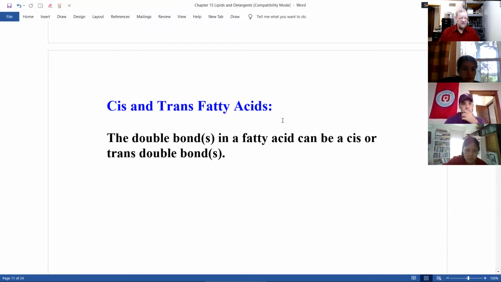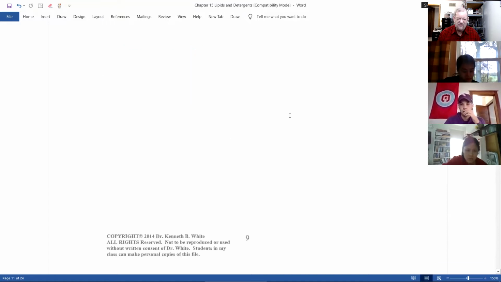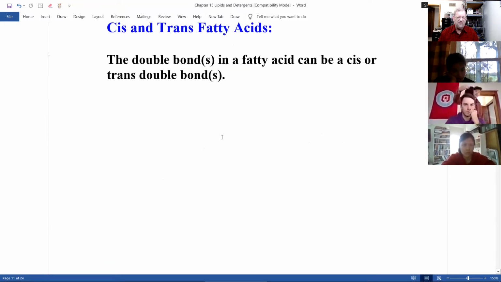Now, the switch is on for this one. For polyunsaturated, the switch was off. Now, fatty acids can have cis or trans, as I showed you previously. Now, that makes an important thing.